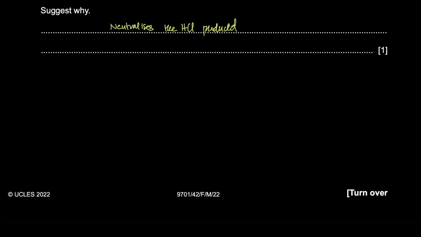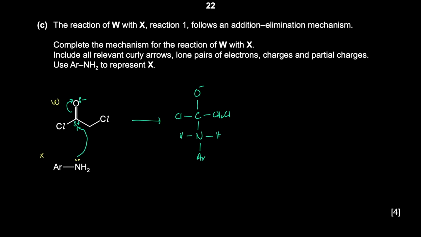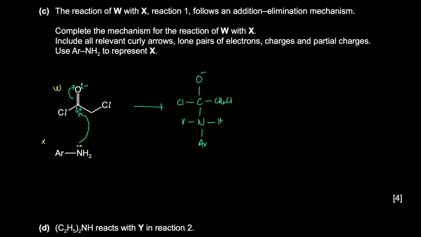So if we complete the mechanism here, we have to show the formation of HCl as well. The HCl forms because this nitrogen loses a proton like this, and the Cl is also removed. So you have a delta minus Cl and a delta plus carbon here, and the pi bond between the oxygen and the carbon atom is reformed. The chlorine atom leaves, the pi bond is reformed, so the electrons go back to form the pi bond, and the hydrogen atom also leaves over here.